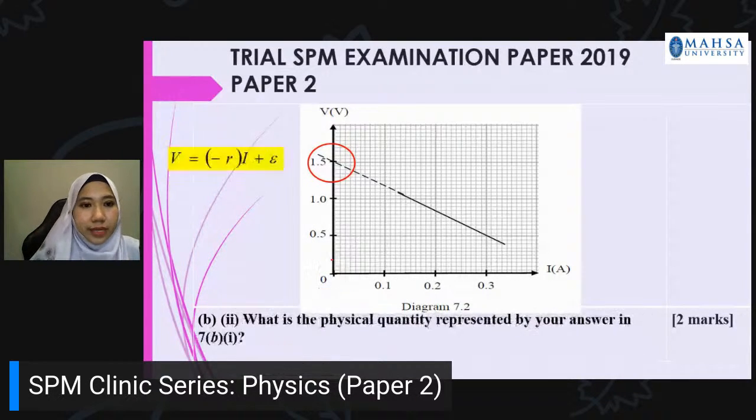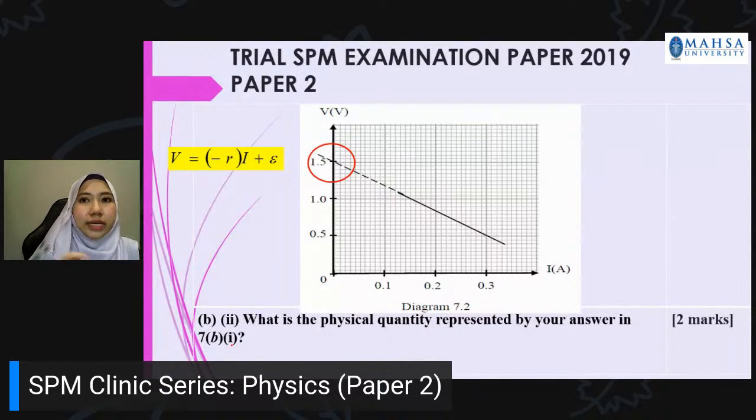So next question, let's do the question: what is the physical quantity represented by your answer in 7b1, when the current is equal to 0?